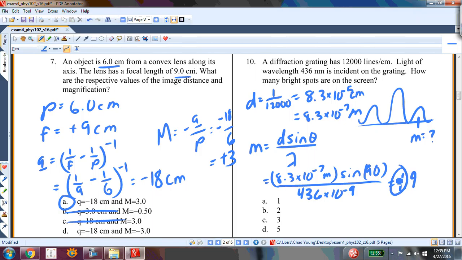That means there is only going to be one order, so my maximum M actually is 1, as I have it drawn here. So I'll see the central order, and I'll see this one. So I'll have 3 bright spots on that screen.